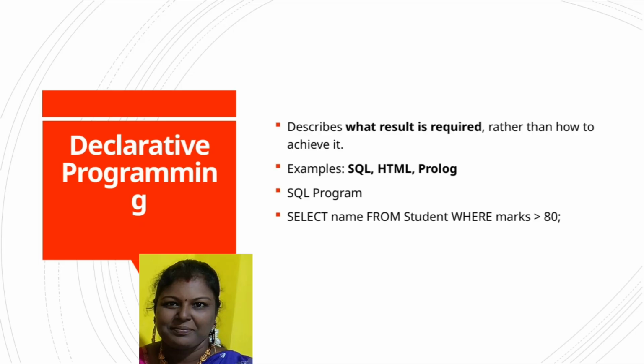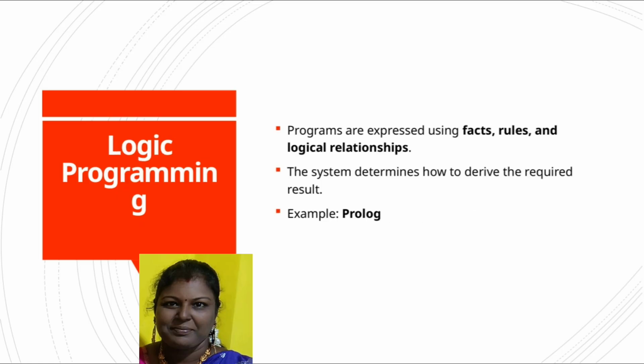Logic programming is a way of expressing programs through facts, rules, and the relationships between them. Instead of telling the system exactly how to do something, we describe what we know and the connections between pieces of information. Then, the system figures out how to reach the answer we want. Prolog is a well-known example of this approach, where the focus is on logic rather than step-by-step instructions.